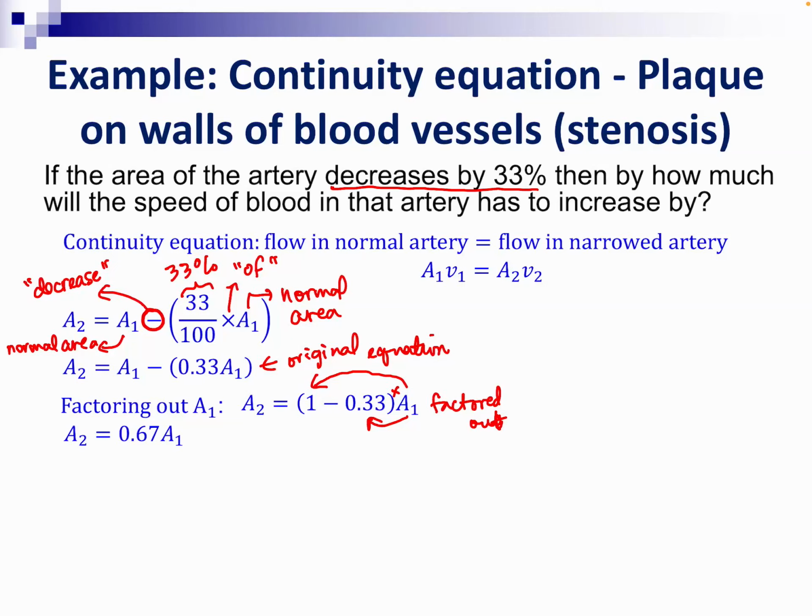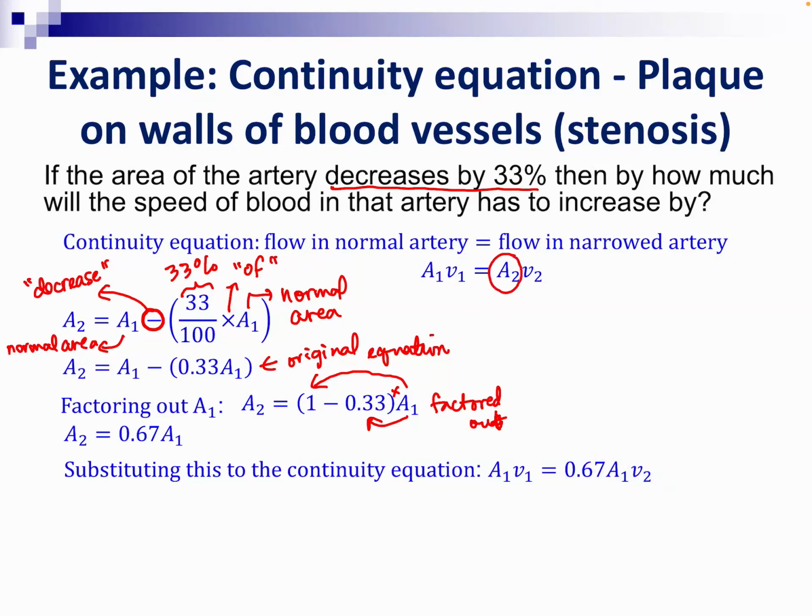Okay, so you now have the new area in terms of the old area. So we can then solve for the new speed by putting in. So this is what we've solved here. We've solved for the new area A2. And we just substitute that into our continuity equation, giving us this equation that contains only A1, V1 and V2.